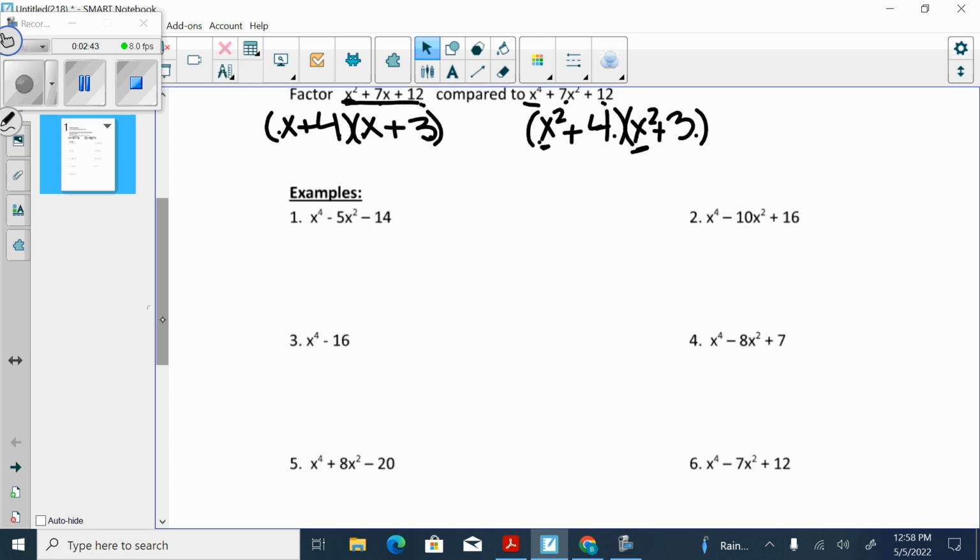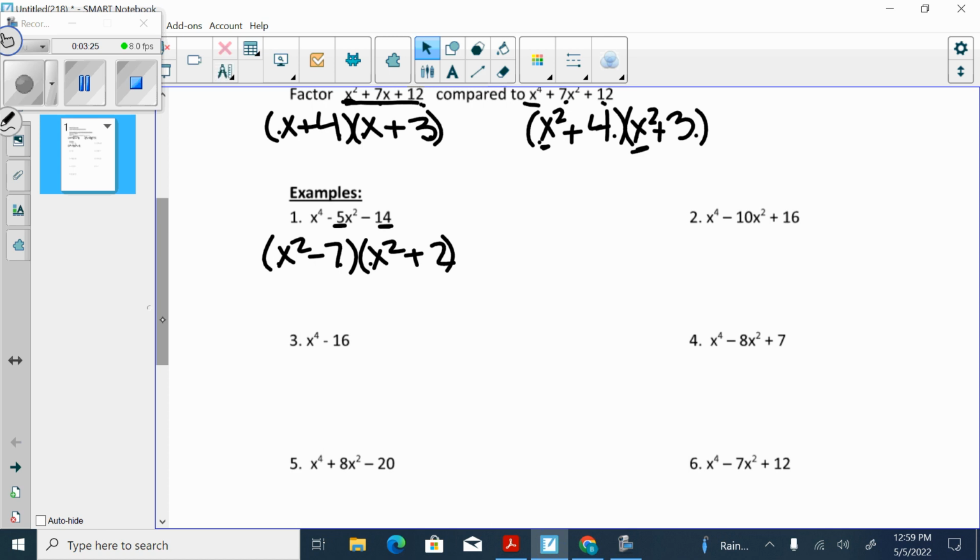All right, so let's look at a couple more examples. Okay, example 1, any GCF here? Okay, so I make my 2 sets of parentheses. What am I going to put in each one? X squared, good. Okay, and then I'm looking for something to put here and here that will multiply to give me negative 14 and add to give me negative 5. So what would multiply to give me 14? 7 and 2, right? One of them has to be negative because it's negative 14, so we want the 7. Very good.